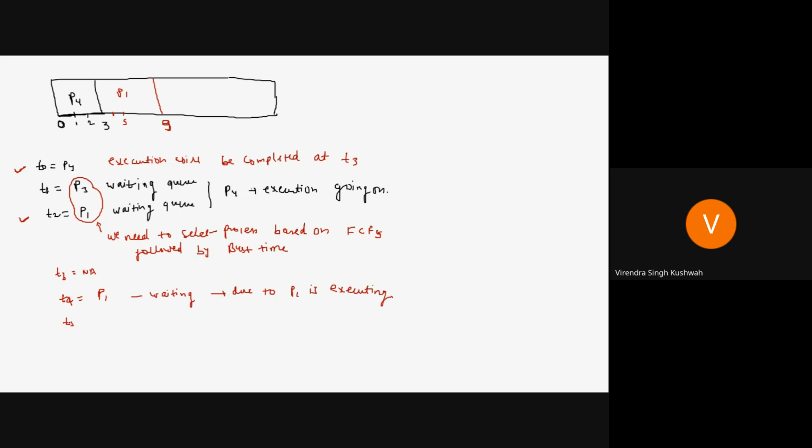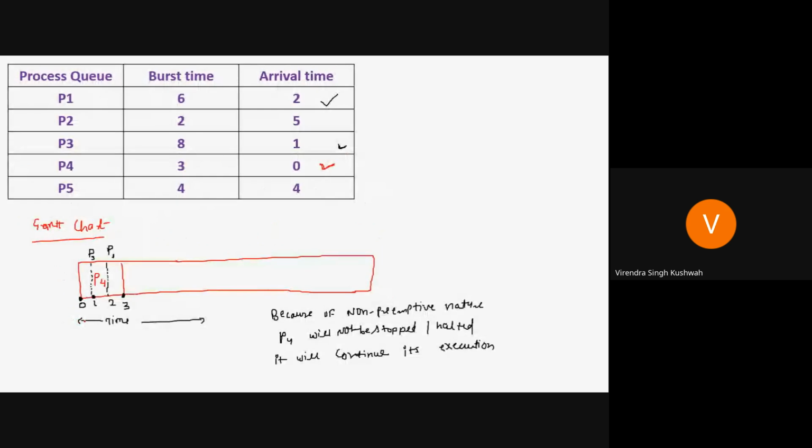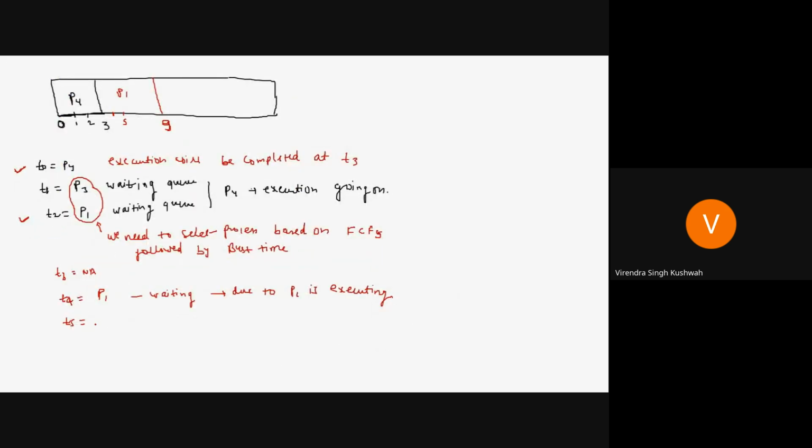And now next time T5, we have the next process P2. T5 that would be the process P2. So at the time T3, T4, T6, 7 and 8, just for understanding purpose only, it will also be in waiting, due to P1 still executing.